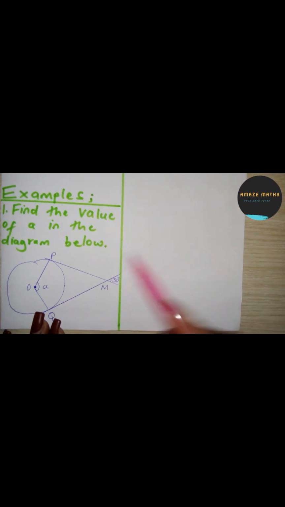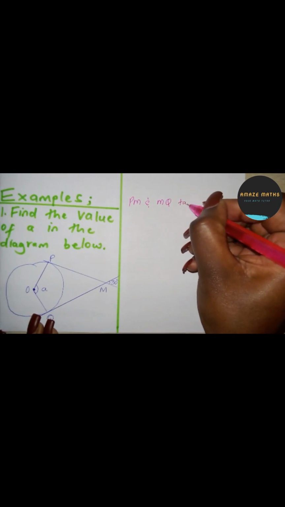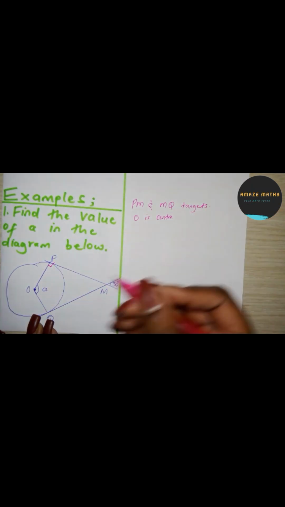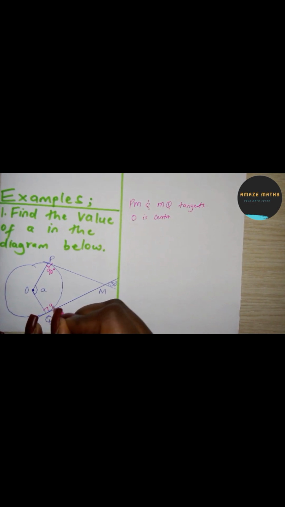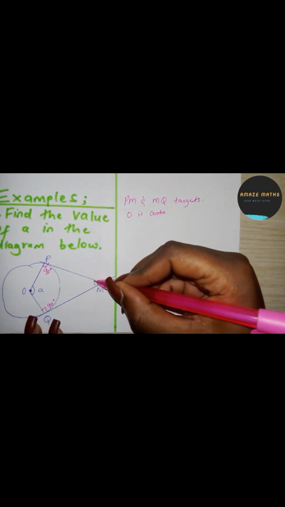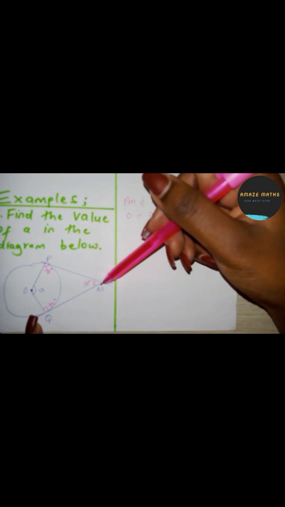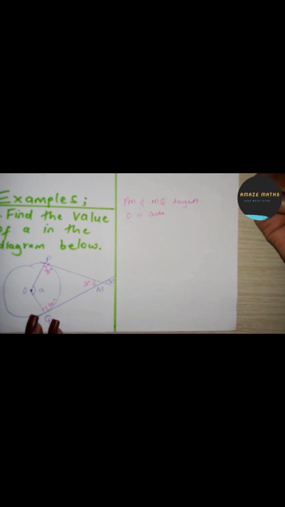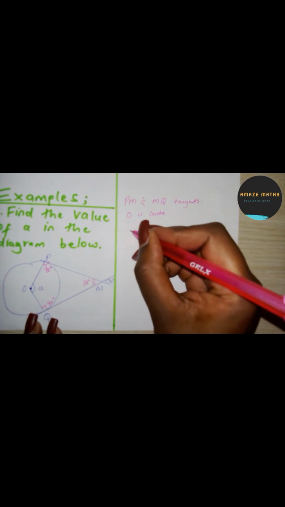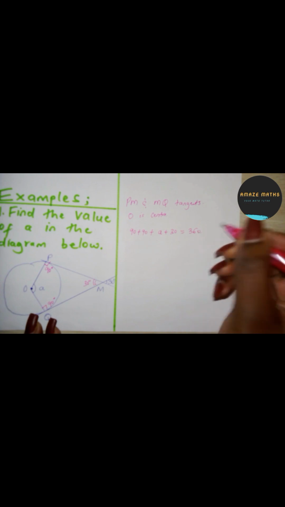Now find the value of A. So we can see PM and MQ are tangents. And then O is the center. So definitely this one will be 90 degrees and 90 degrees. Now remember in the previous video, the one on parallel lines, this angle is vertically opposite to that one. So we can see this is 30 degrees. Now as you can see, PMQO is a quadrilateral, meaning it has four angles and it has four sides. So angles in a quadrilateral add up to 360. So we'll do 90 plus A plus 30 equals 360.